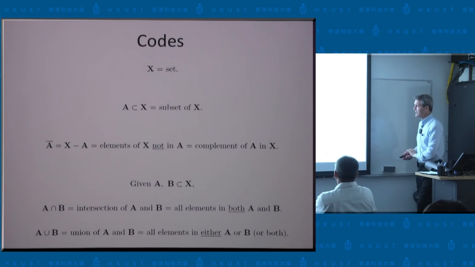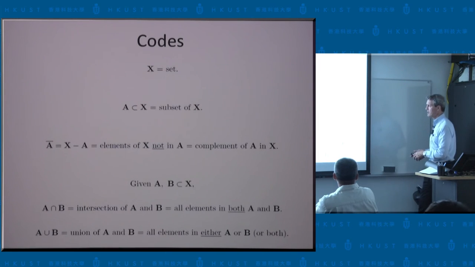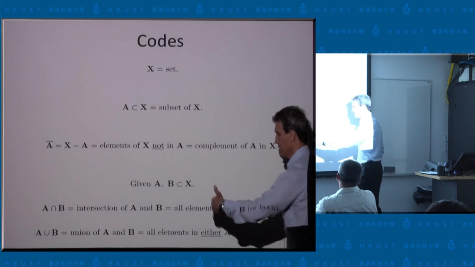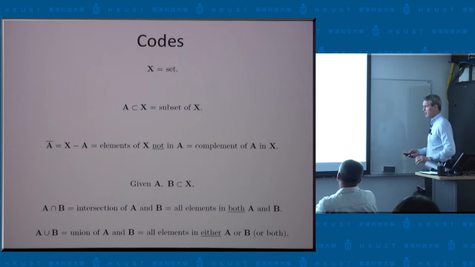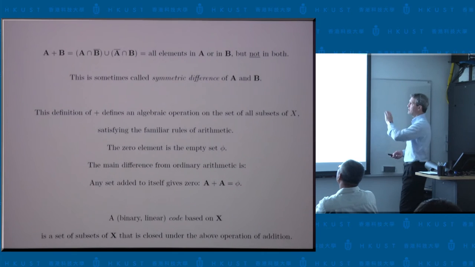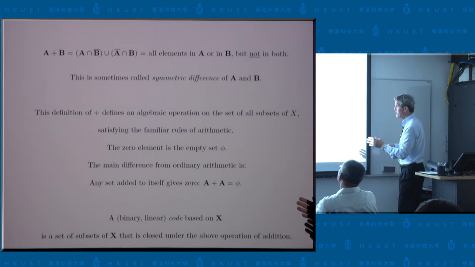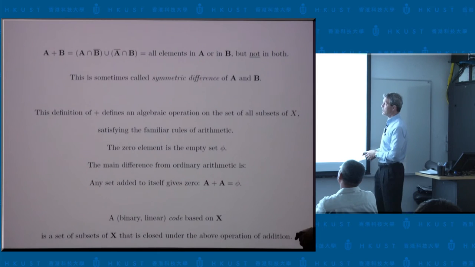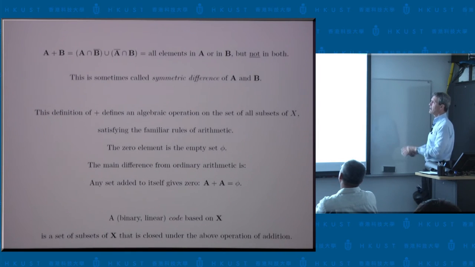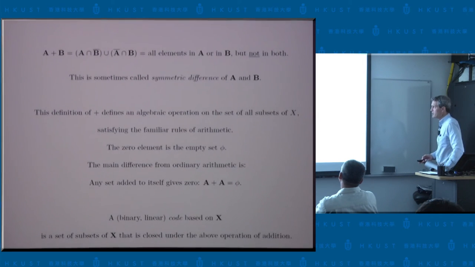So if I take any set and any subset A of the set, then I let A bar be the complementary set, the things that are not in A. So then I want to define an operation on sets. The familiar operations are the intersection, where you take all the elements in both A and B, and the union, where you take all the elements in either A or B. And I want to define plus to be all the elements that are in A but not in B, or in B but not in A. So this is sometimes called the symmetric difference, and it can also be expressed as the union and then take away the intersection. And this operation of plus actually defines a perfectly good algebraic operation.